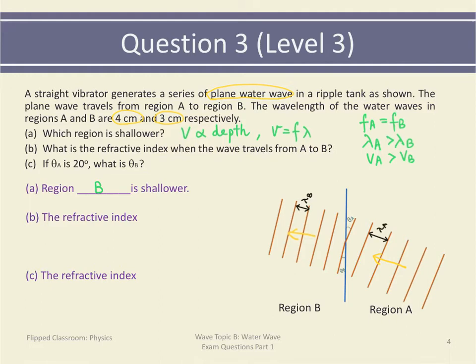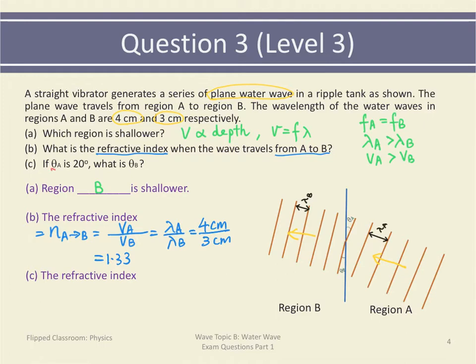Now, from part B, you are asked to find the refractive index when the wave travels from A to B. Now let's use n from A to B to represent the refractive index. And it is equal to the ratio of the wave speed between A and B, and also lambda A over lambda B. That means 4 cm over 3 cm equals 1.33.